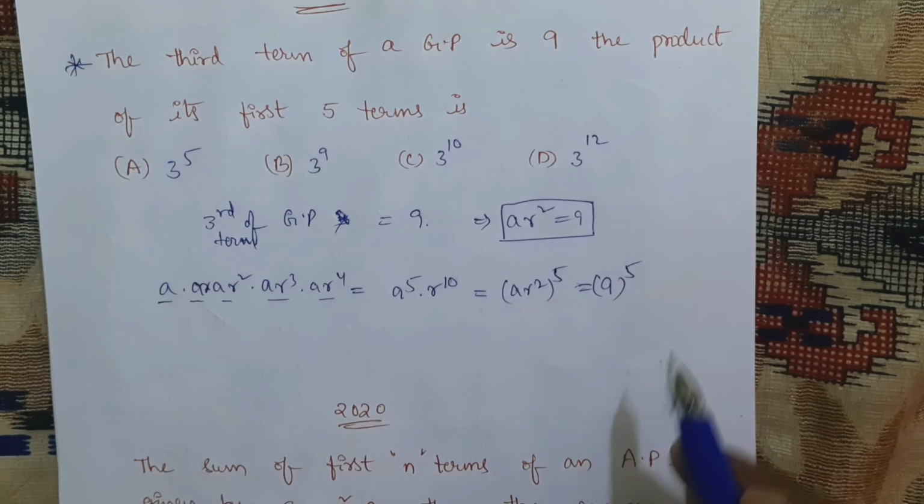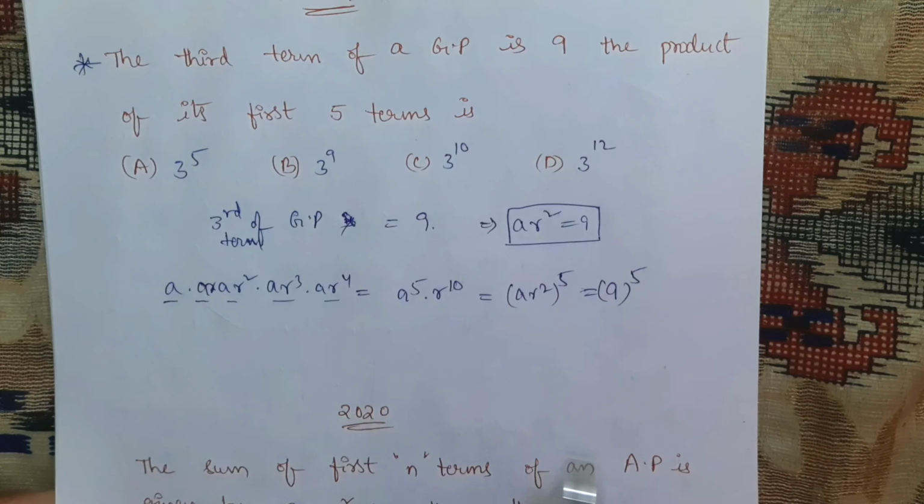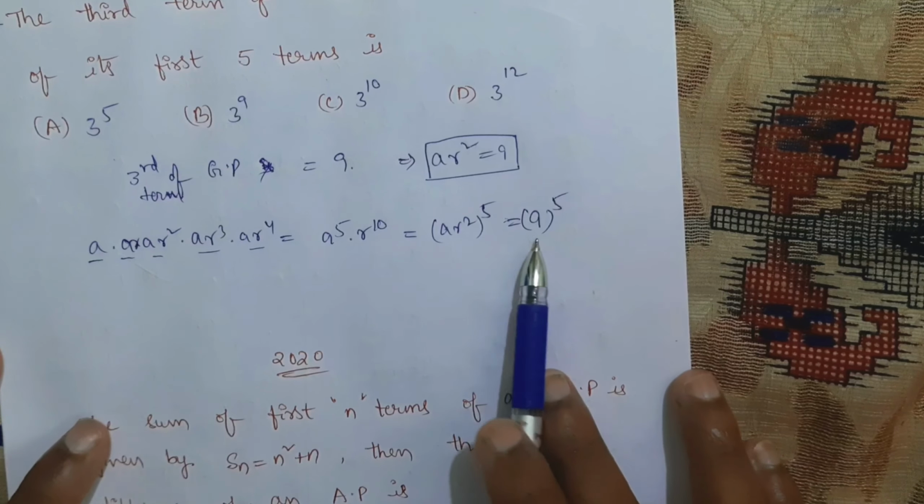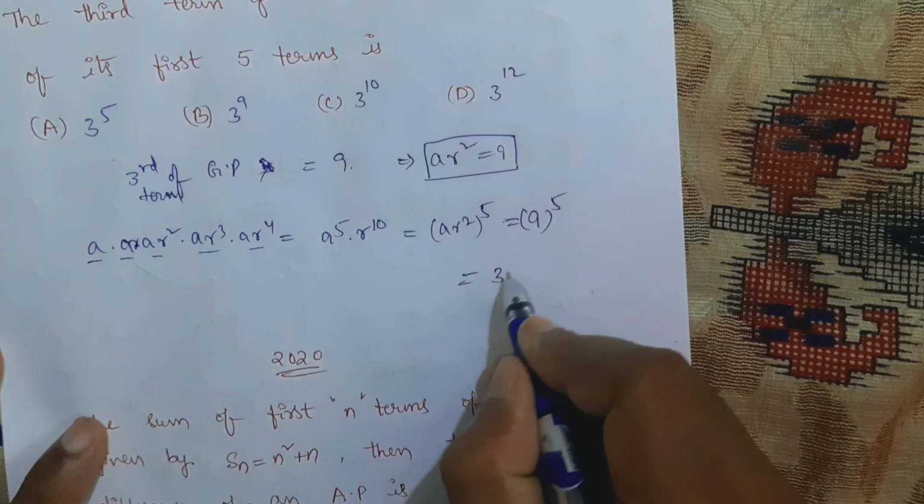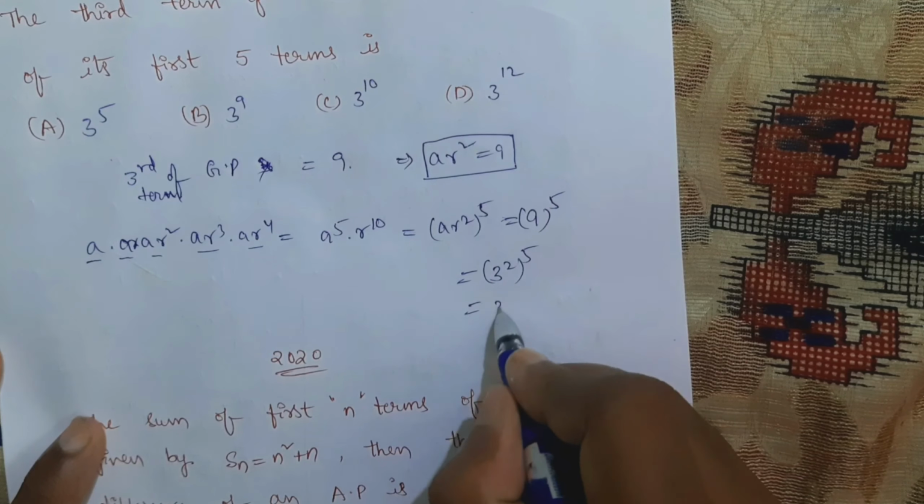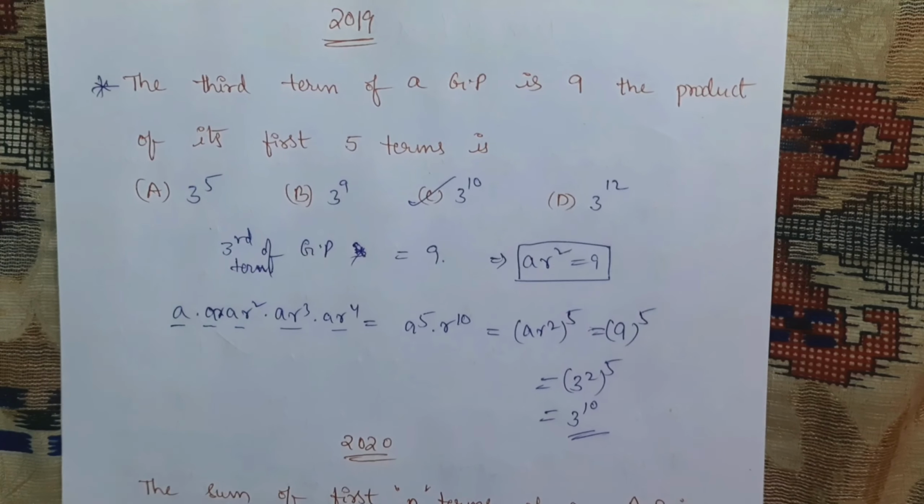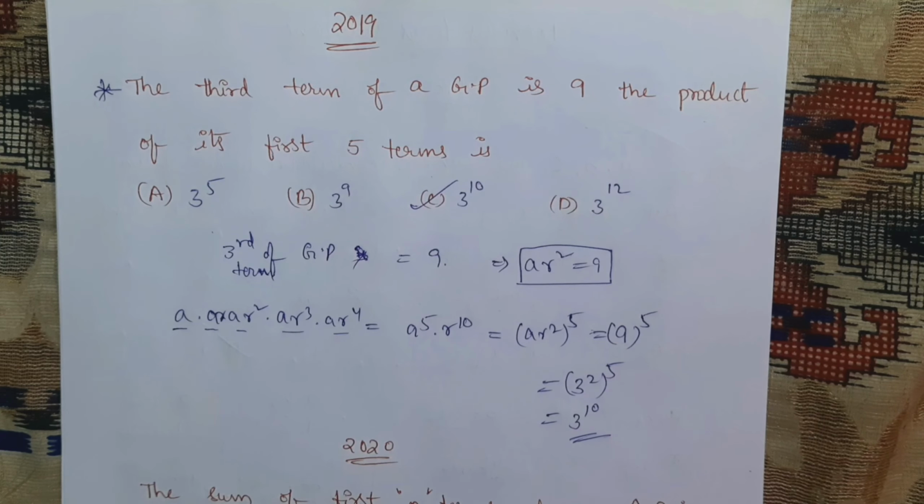So this is 9 to the power of 5. Now that 9 to the power of 5, you observe in that options, they did not given in terms of 9. They are given only in terms of 3. So that's why 9 also you convert in terms of 3, which is equal to 3 square power 5, which is equal to 3 to the power of 10, which is option C. So an easiest question they have asked in 2019.